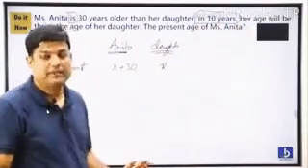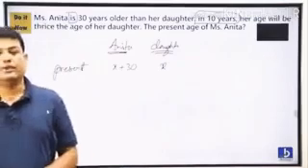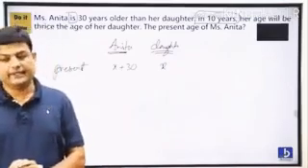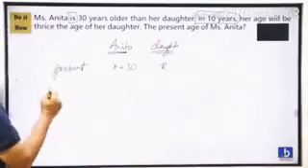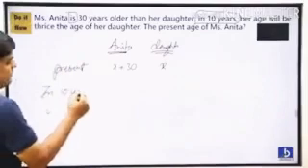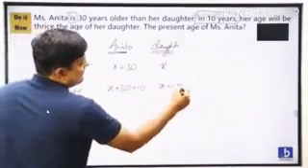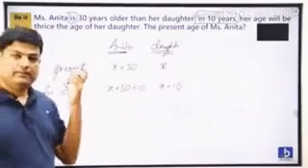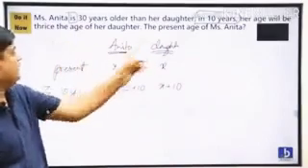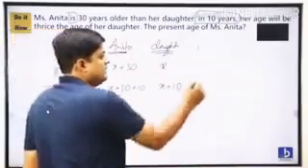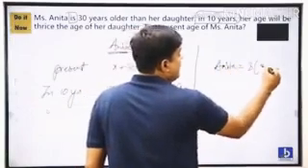Now, what he told, in 10 years. Stop there only. Don't read what happened in 10 years, some people will get confused. In 10 years, everybody will grow. In 10 years means 10 years after. So she will become x plus 30 plus 10, and the daughter x plus 10. So you have the date 10 years after also. What happened? Her age will be thrice the age of her daughter. Anita's age will be 3 times the age of her daughter.